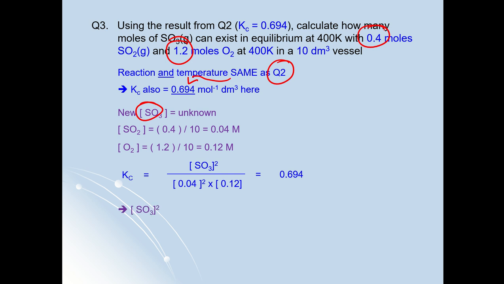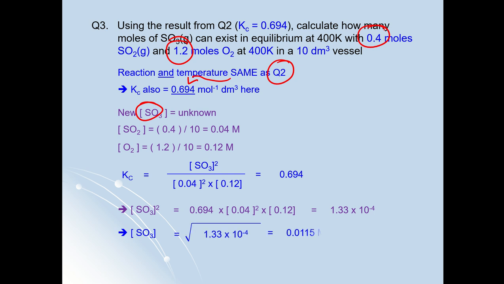We then rearrange it to make SO3 our subject. Very simple. That becomes Kc upon the concentration of SO2 squared times the concentration of the O2. Remember, that's the concentration of the SO3 squared. We've got to square root that then, which gives us the concentration of the SO3.